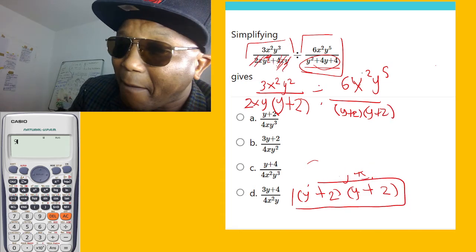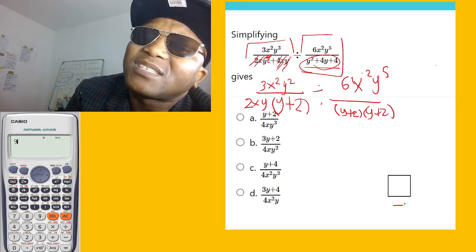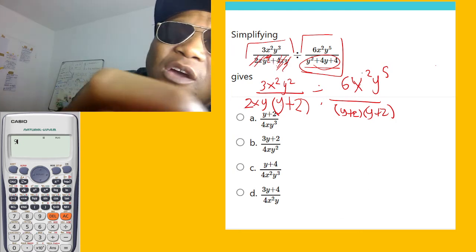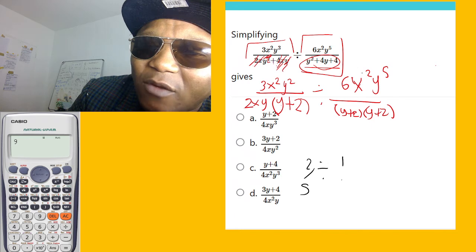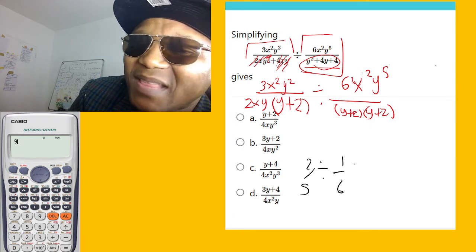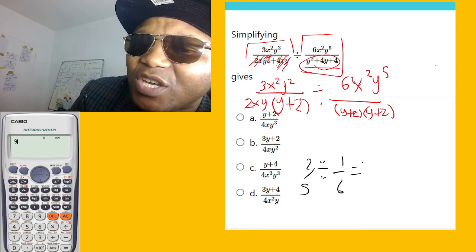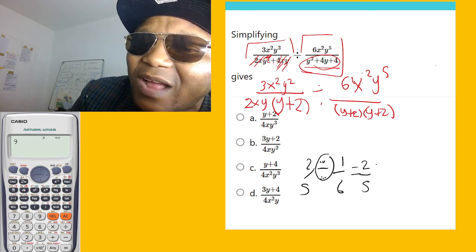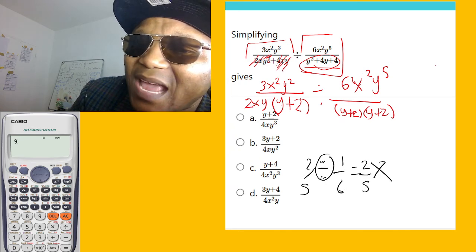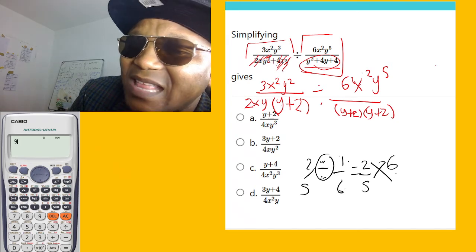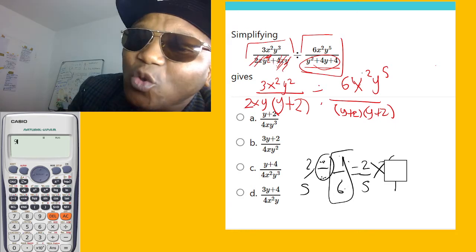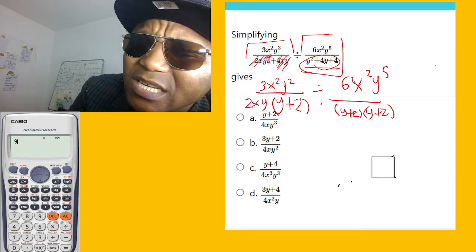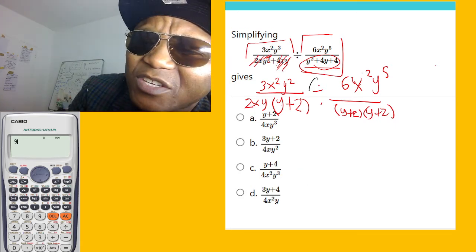So the next step: if somebody gives, let's say, 2 over 5 divided by 1 over 6, in fraction division you keep 2 over 5 and flip the second one. Division becomes multiplication, and this 6 goes to the top and this 1 goes to the bottom. You flip the second one upside down. We're going to do the same thing here, because we see there's a division right here.